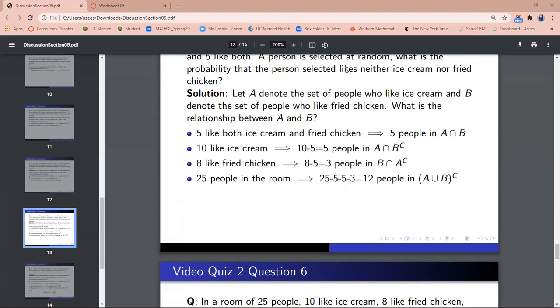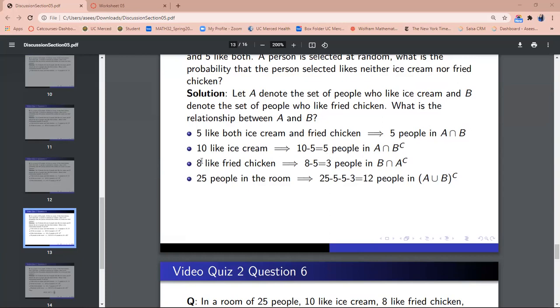So what is the B complement? Here A is denoting the ice cream, B is denoting the fried chicken. If B is the people who like fried chicken, then what should be B complement? Just in words. Those who don't like fried chicken. Perfect. Thanks, Jarman. Thanks, Justin. People who do not like fried chicken. So if I intersect that with A, which is people who like ice cream, that's just the people who like ice cream, right? Is that clear?